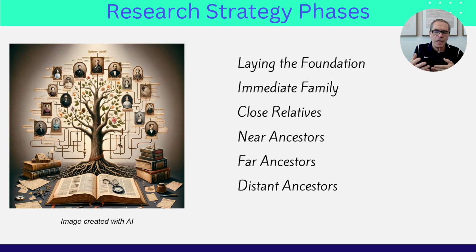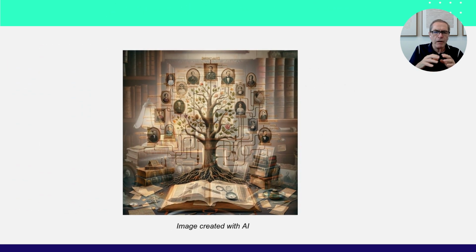So these are six steps, and you can see how it pans out from you. First of all, we'll lay the foundation of our family history. We'll look at our immediate family, then our close relatives, and then we'll do what I think is detailed research. We'll look at our near ancestors, our far ancestors, and our distant ancestors. So we're moving back in time as part of our research. So how do we lay a foundation?